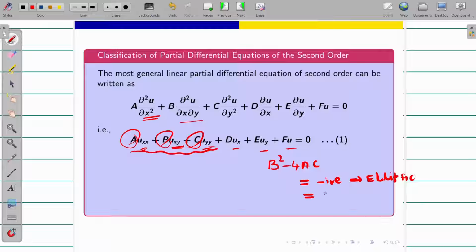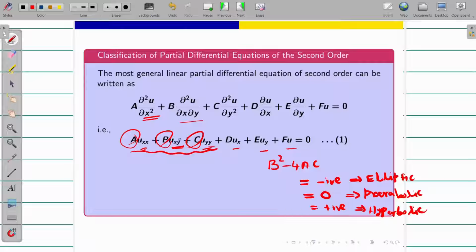Suppose I get the discriminant value b square minus 4ac as 0, then what is it? Parabolic. Suppose I find b square minus 4ac and get a positive value. In your book, they will give less than 0, equal to 0, greater than 0, it will be like that. So if I get a positive value, then what will it be? Hyperbolic. That's it, guys. So simple it is.